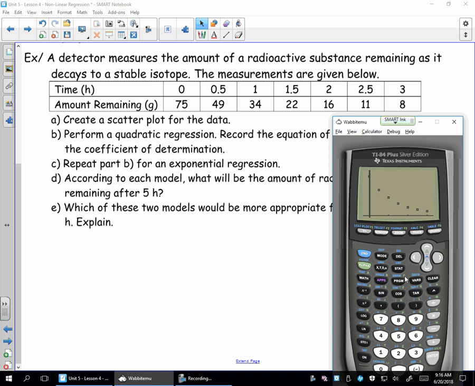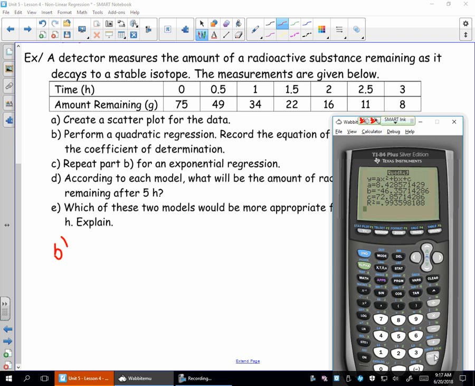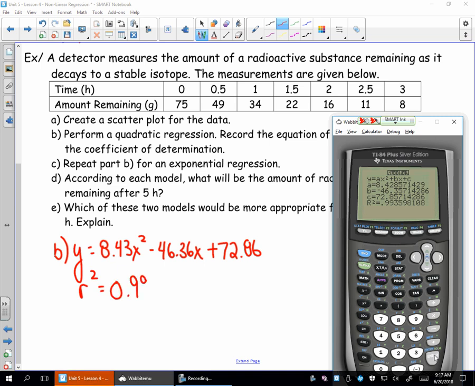We're going to perform a quadratic regression. So stat calc number 5. Let's record our equation and our coefficient of determination. So y equals A, 8.43 x squared. B is 46.36 x. And C is 72.86. And our determination is 0.994. Pretty good fit, right? Almost perfect.